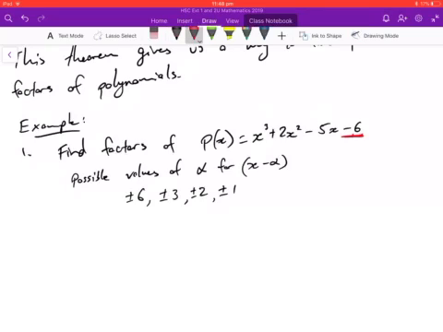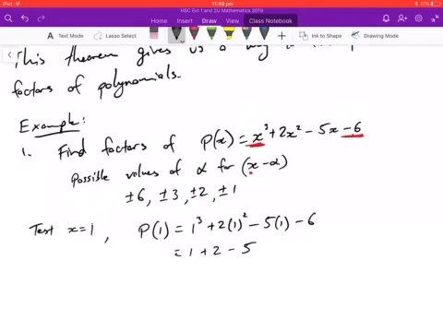The other thing to note is that the x cubed has a leading coefficient of 1. So all the factors are going to just have x minus something, so no 2x's or anything like that. So let's have a look. We're going to test x equals 1. So p of 1 is equal to 1 cubed plus 2 times 1 squared minus 5 times 1 minus 6, which is equal to 1 plus 2 minus 5 minus 6. That's equal to negative 7, so that's not equal to 0. Therefore, x minus 1 is not a factor.